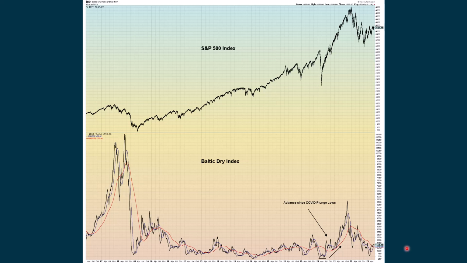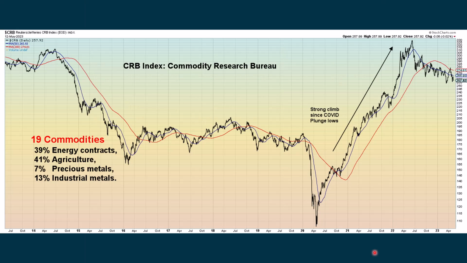Another area to look at inflation is the Baltic Dry Index. How much does it cost to ship products from point A to point B? This had been in an overall downtrend, even though it's starting to tick back up, and we might be seeing a golden cross fairly soon. The CRB, this is commodities, where we look at energy, agriculture, precious metals, and industrials. This is still tending to be in an overall downtrend.